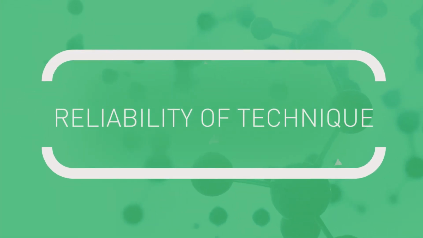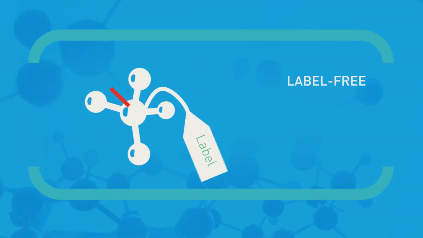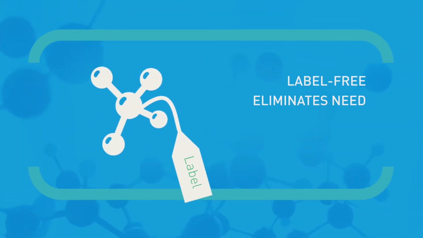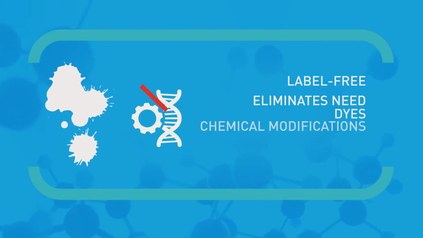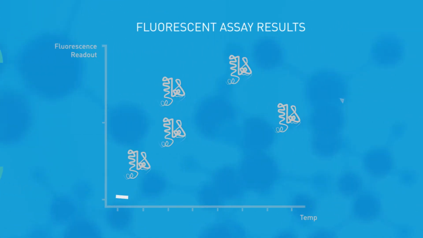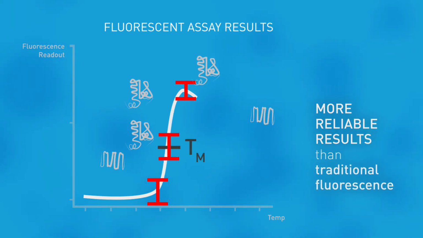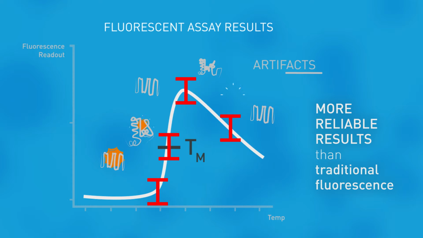Reliability of technique. DSC is label-free, using only native molecules. This eliminates the need for added dyes or chemical modifications, producing more reliable results than traditional fluorescence assays, which frequently introduce unwanted artifacts.